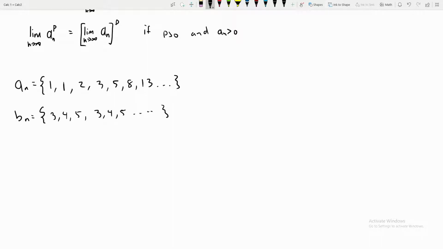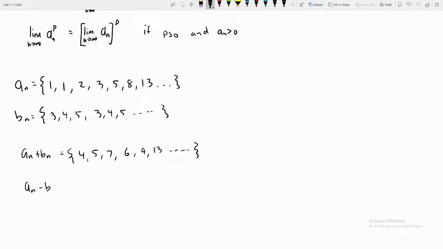As you can see, neither of these sequences is convergent, and the reason is that this one right here doesn't approach any value, because each term is the sum of the two previous terms. We'll just be getting values that are larger and larger. As for the second sequence, we just alternate between 3, 4, 5, 3, 4, 5, and so on. A of n plus B of n is pretty simple. You simply add these two terms.